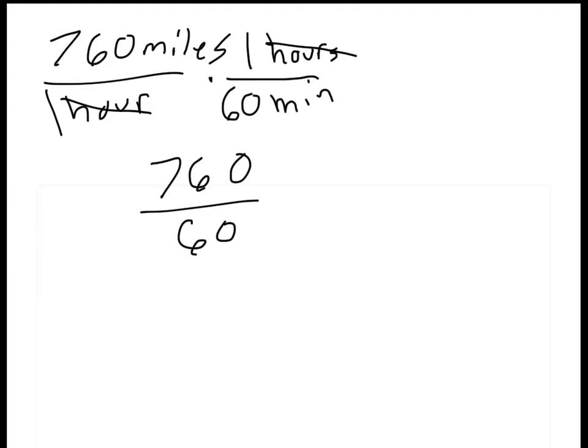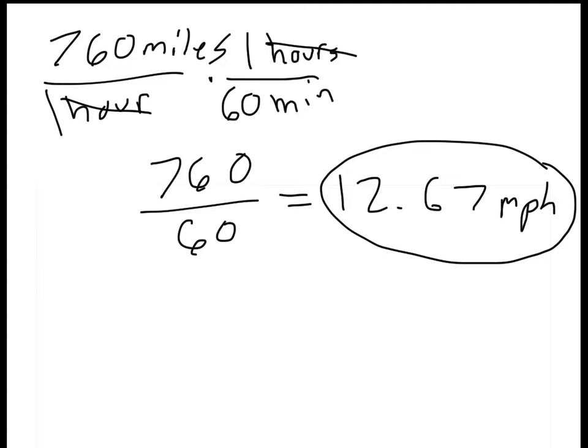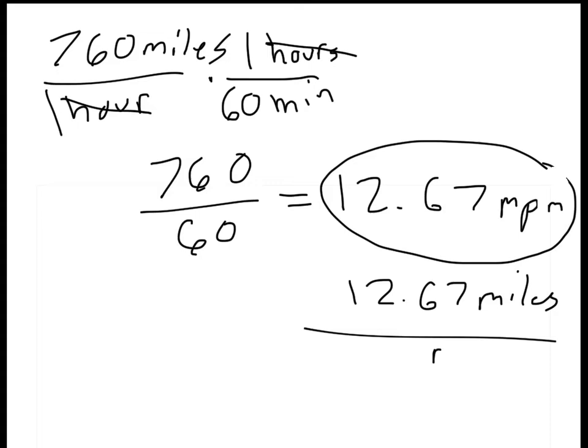I divide that. 760 divided by 60, which you are allowed to use a calculator for today, comes out to 12.67. You're rounding to the nearest hundredth. You're required to show your units. Not miles per hour, miles per minute. Sorry. Miles per minute. Okay? Or you could write it like this: 12.67 miles per minute.